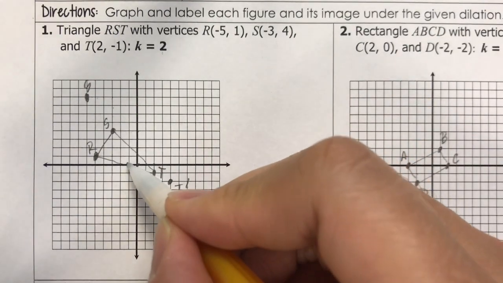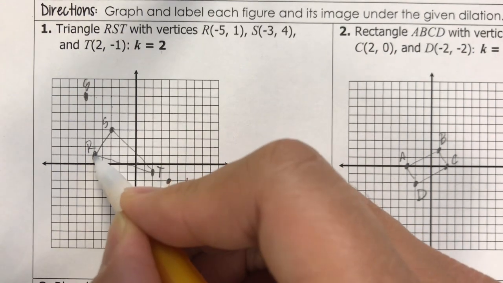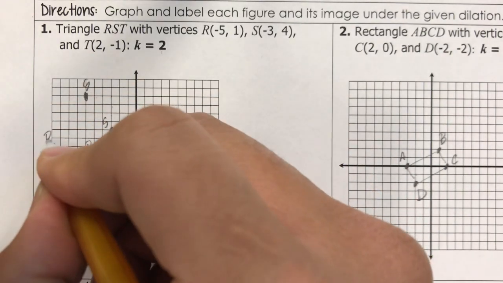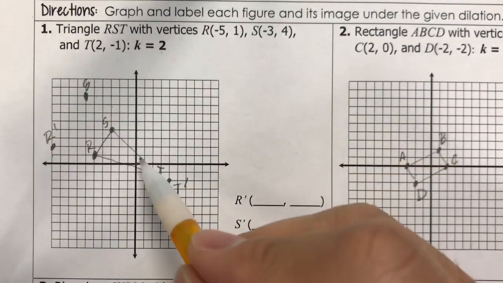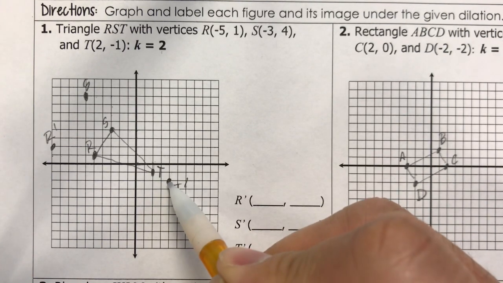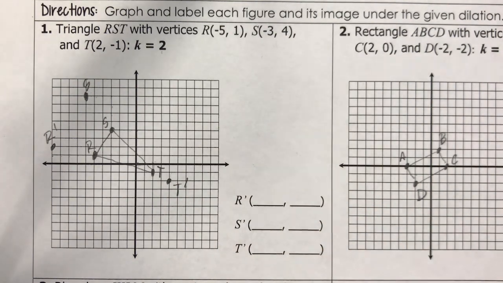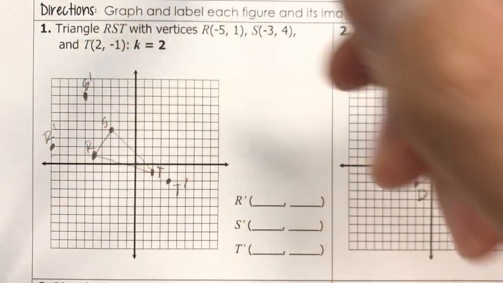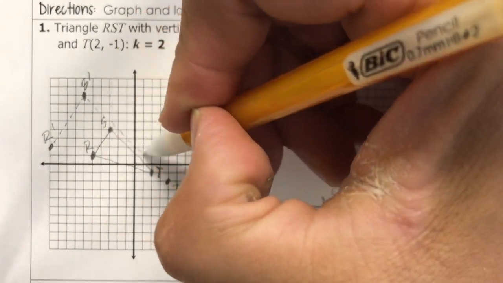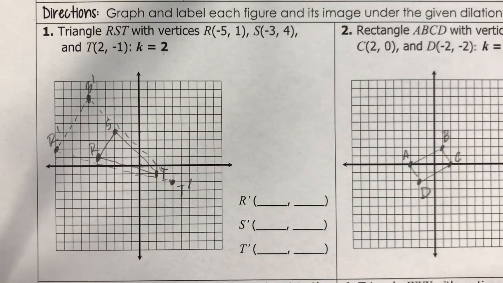And then for R, we're going left 5, up 1, and that would be R prime. Notice that when I count to the point, that's always 1, and counting one more time gives me 2. If I count again, that would be 3, and then 4, and then 5, and so on. And so there is R prime, S prime, T prime. There's our new triangle, and then we just need to write in the points.